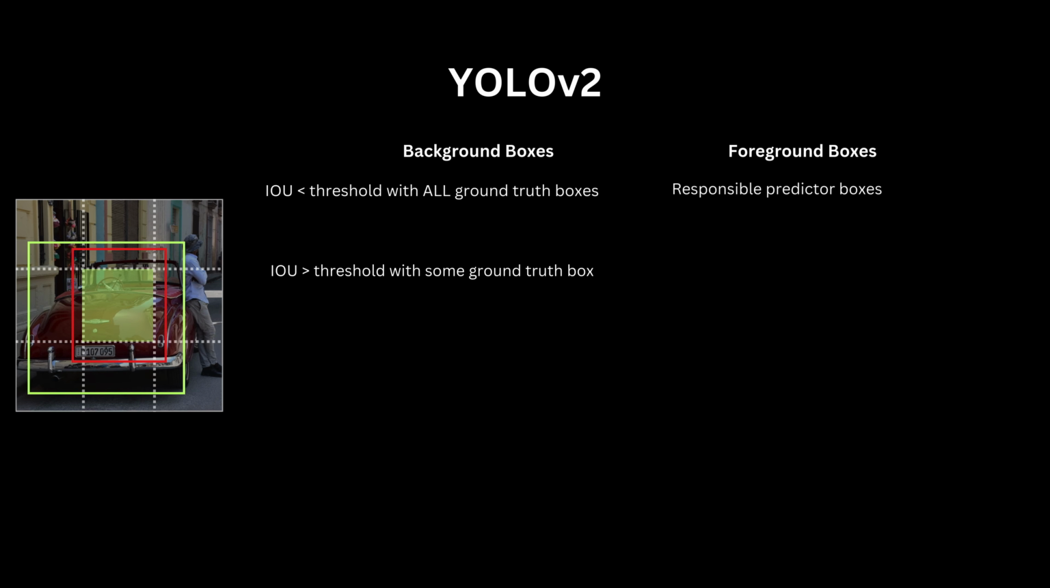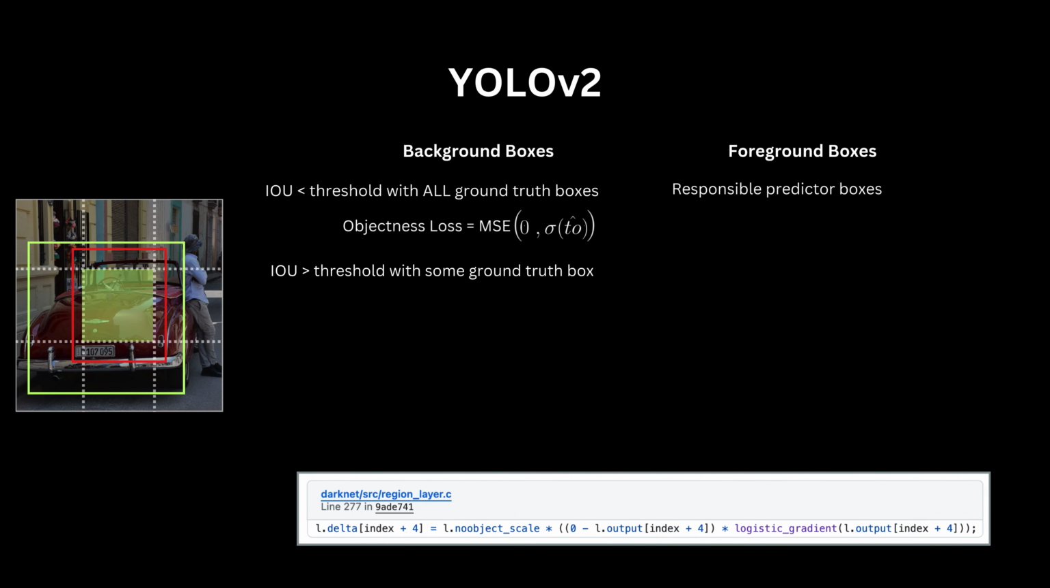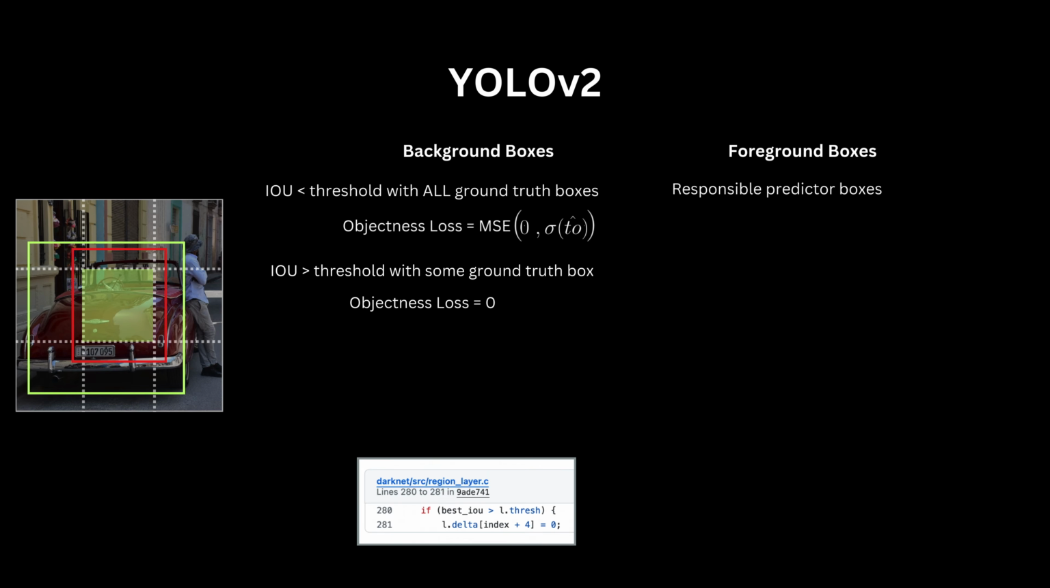For the first, where IOU is less than threshold, objectness loss is MSE between 0 and objectness prediction with sigmoid activation. I have put a snapshot of the code where gradients are computed. So if you're really interested, you can take a look around the code as well. The deltas in the code snapshot that I have provided represent the gradients. Predicted boxes that have IOU greater than threshold with some ground truth box but aren't the responsible predictor, for them the objectness loss is ignored.